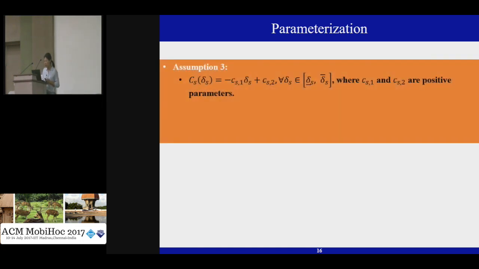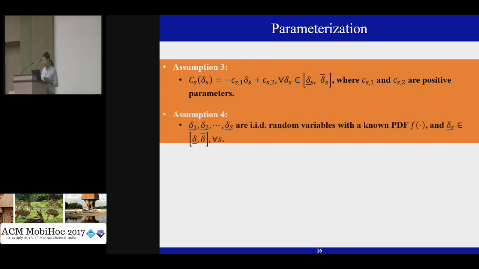So next, I'll first introduce two more assumptions, which the authors' parameterization is based on. The authors assume that each worker S's cost is linear in the standard deviation. Furthermore, they assume that the lower bounds of each worker's standard deviation, that is delta 1, delta 2 through delta S, are bounded IID random variables with a known PDF.